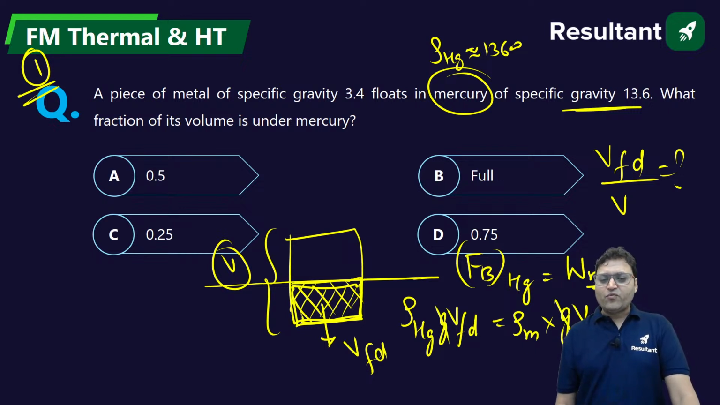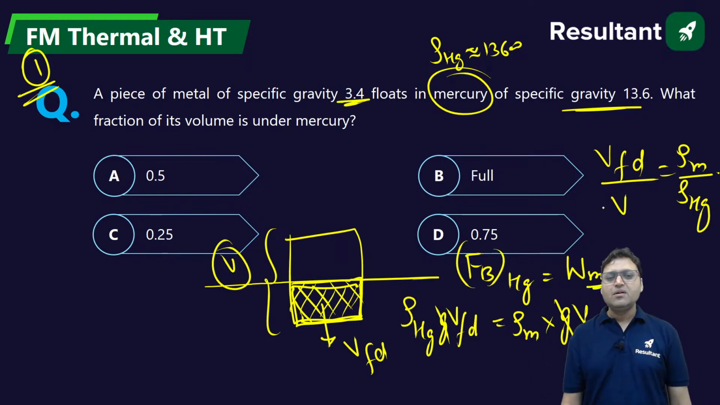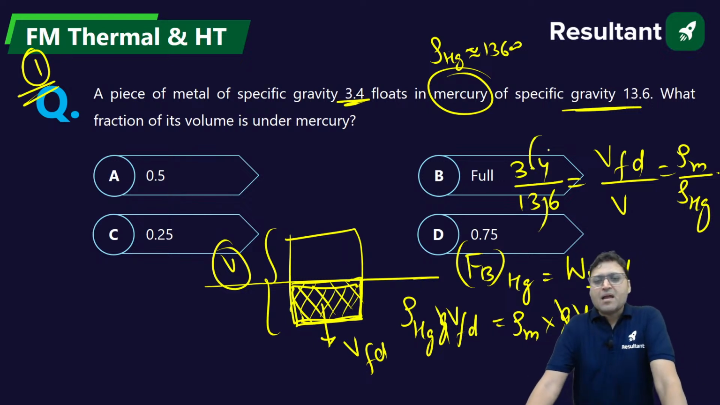So we can find out VFD by V is equal to, what is that? Density of metal upon density of mercury, or the ratio of specific gravity. Specific gravity, that is 3.4 is the specific gravity of metal and 13.6 is the specific gravity of mercury.